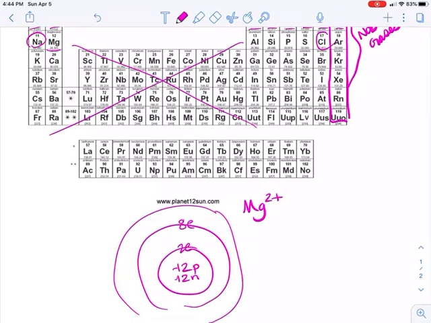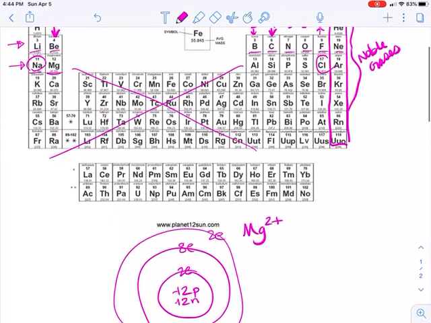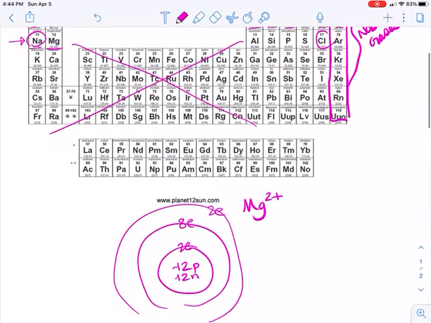And then if I draw a third energy level, which is this third row right there, how many does it take in order to get to magnesium? Well, you just have sodium and then you have magnesium. So you just have 2 electrons in that outer shell. Well, what group is it in? It's in group 2, so it's 2 outer electrons.